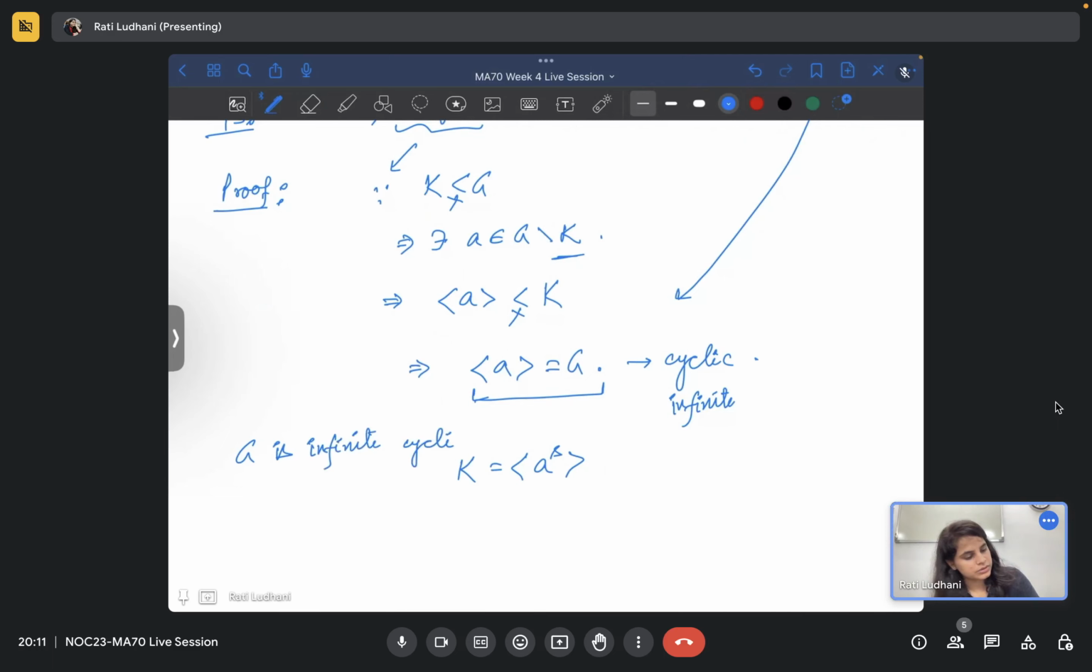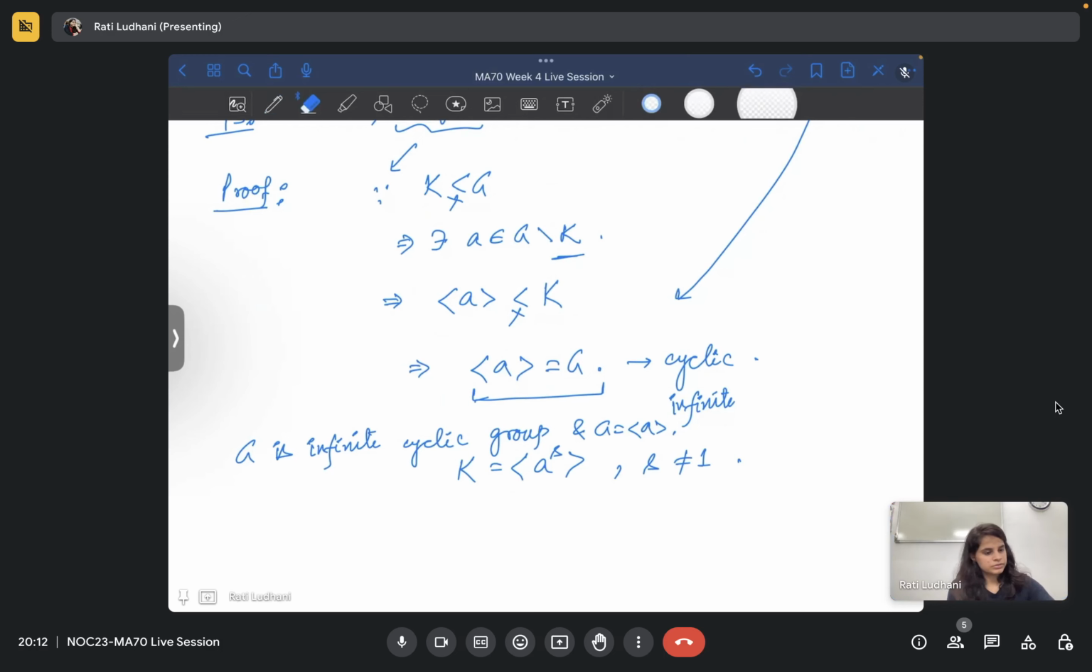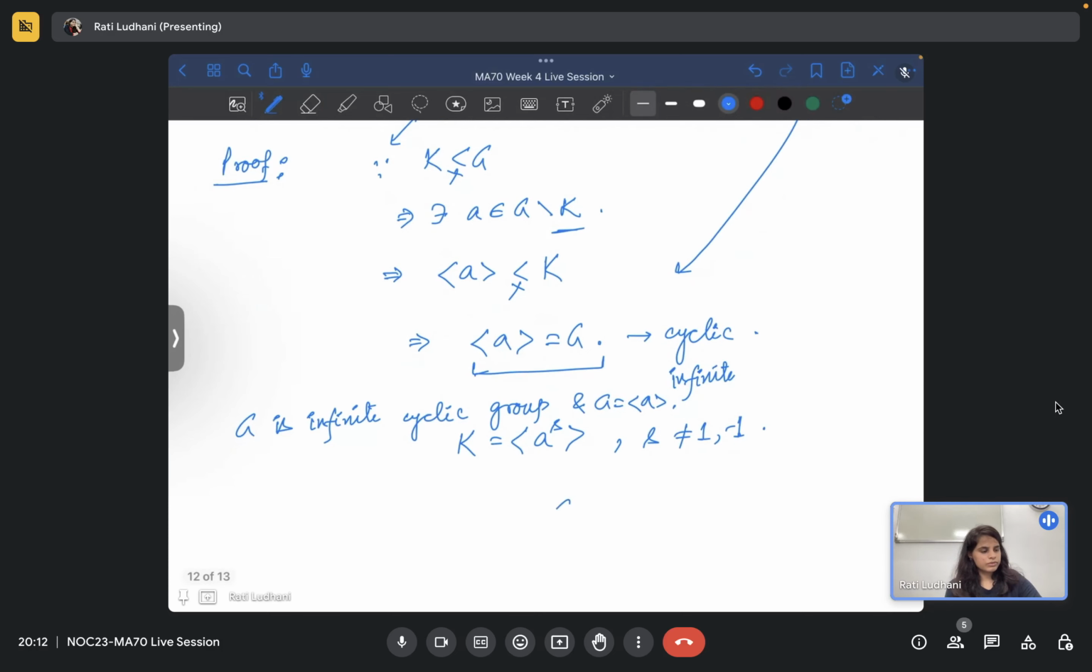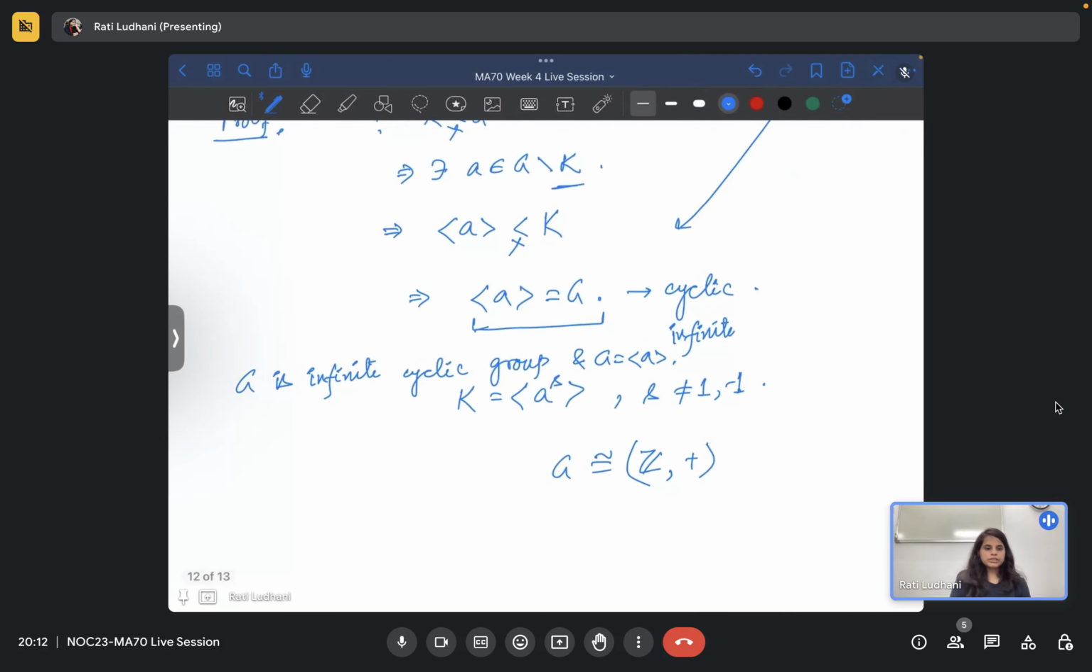Cyclic group, and let's say G is generated by A, then K will be what? K will be some power of A, generated by A raised to power S, where S is not equal to 1, and not even minus 1. An infinite cyclic group has two generators, right? So even you can think of this as an isomorphism: G is isomorphic to Z plus, right? All the infinite cyclic groups are isomorphic to this Z plus.